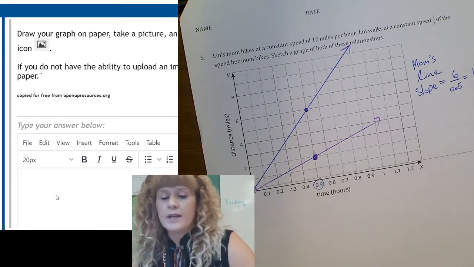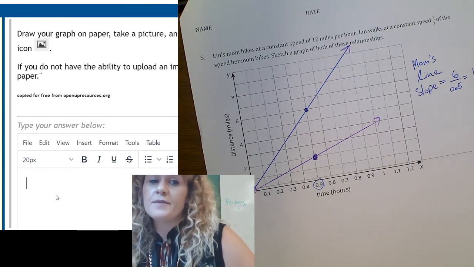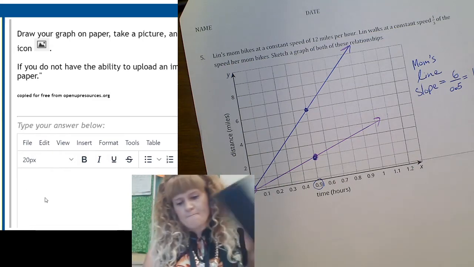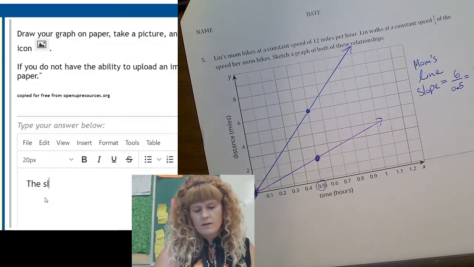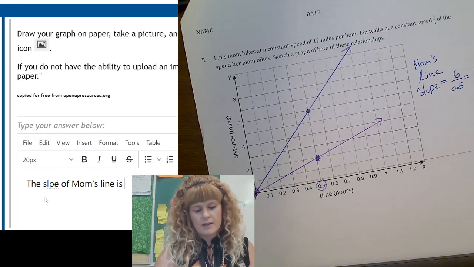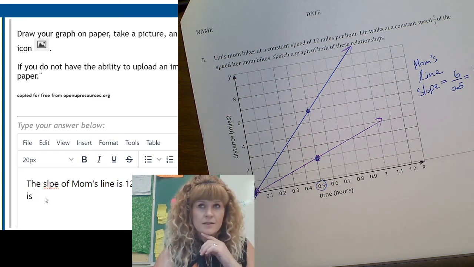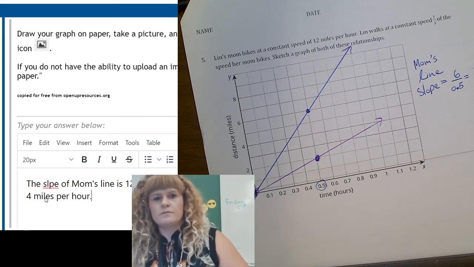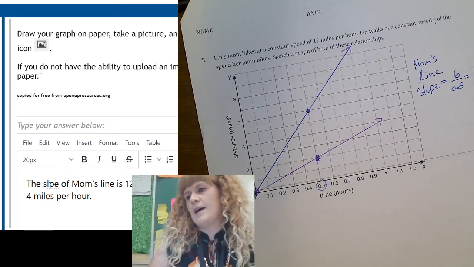You will get no credit if you just tell me the graph is on the paper. So here's what you can do. Tell me the slope of the line. The slope of mom's line is 12 miles per hour, and the slope of Lynn's line is 1/3 of that. So that's 4 miles per hour. And then you can submit that to get full credit.